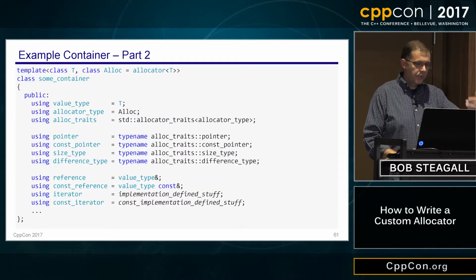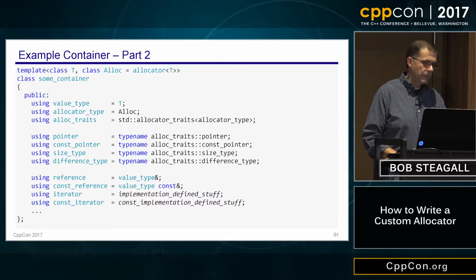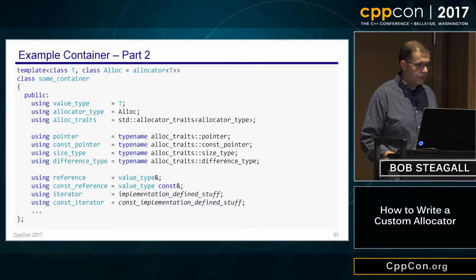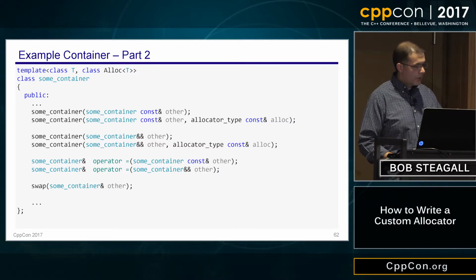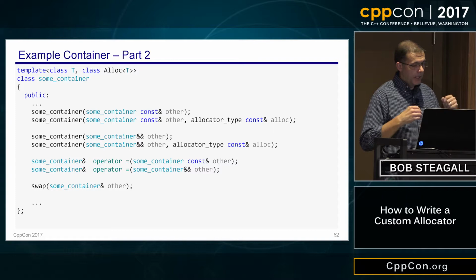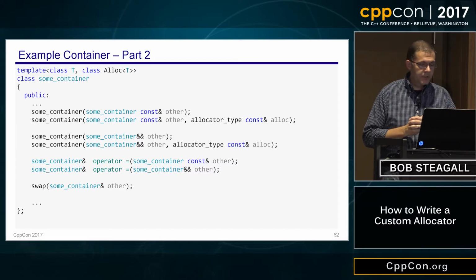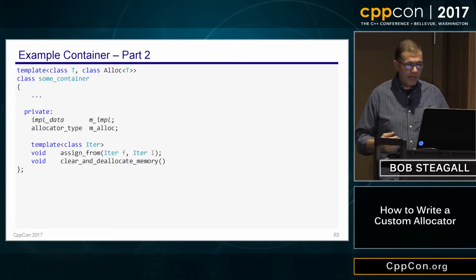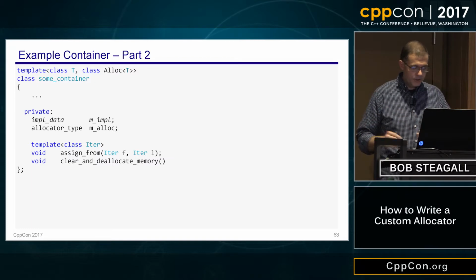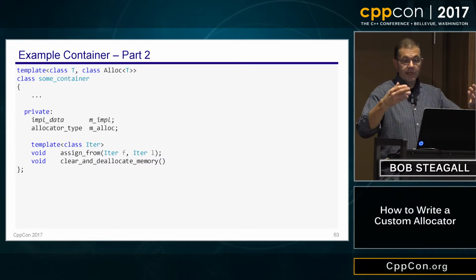So this is a repeat of the previous slide. This is the top half of my phony container. Here are the important special functions and the swap function. Here, for purposes of exposition, is how I'm implementing my phony container. I've got something that I'm just calling my implementation data. I've got an instance of my allocator type. And for the purposes of my outline functions, I've got two helper functions, assign from and clear and delete memory, just so I don't have to write lots of extra code.